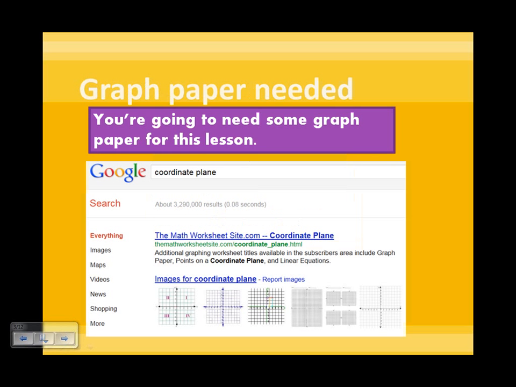You're going to need some graph paper for this particular lesson. All I did to find some graph paper was Google coordinate plane, and then go to the images. You can see there are several different images that you can use. You can just copy and paste the image into a Word document and then print off graph paper. There's also graph paper available in class if you need it.